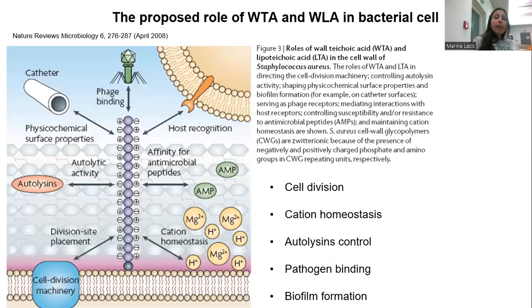There are various proposed roles of these teichoic acids in a gram-positive cell, and there are a few controversies about that. So for now, I will leave you with these few functions. They participate in cell division, ion homeostasis, control of autolysins, pathogen binding, and biofilm formation. I did not find any information about teichoic acid being immunogenic. Again, maybe I just didn't find it, so if somebody has information, feel free to share.